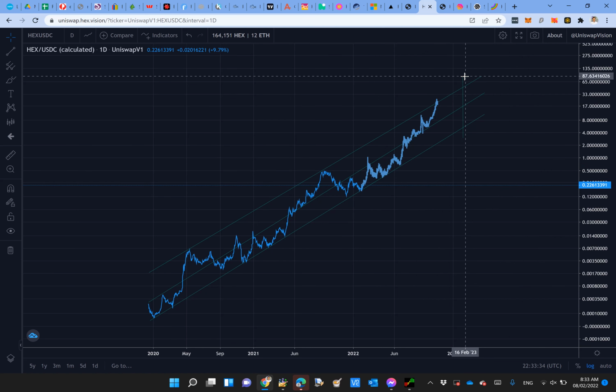I've drawn a vertical line as well. This is 12 months' time; today is the 8th of Feb, so this is the 8th of Feb 2023. As you can see, if we continue the bottom trend line along this line, we're looking at about $5.38. The middle is around $16.43, and the top trend line is the bull case scenario, $49. So bear case $5.38, bull case $49.